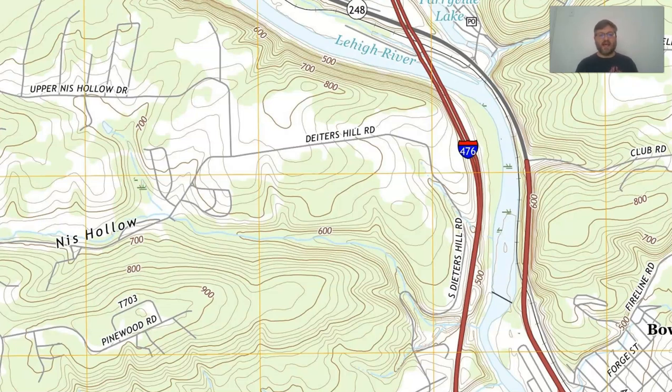And so we can use that kind of logic to figure out the elevation of any other spot on the map. So if we were to go a little off to the west there, if you see where the intersection between Dieters Hill Road and Upper Niss Hollow Drive is, what's the elevation of that location? Well, we know that we're going downhill from the top of Dieters Hill, right? Because we're going towards that little stream in Niss Hollow. We've already located where the top of Dieters Hill is, so we know we have to go downhill going any direction away from that.